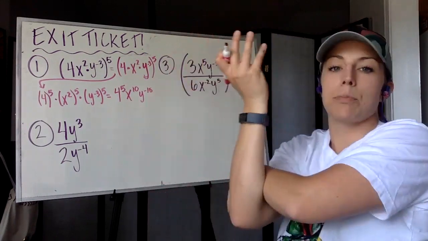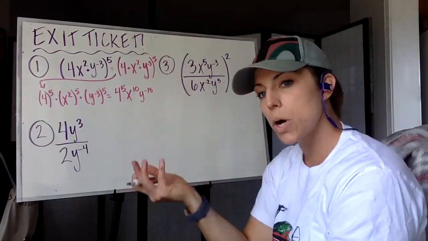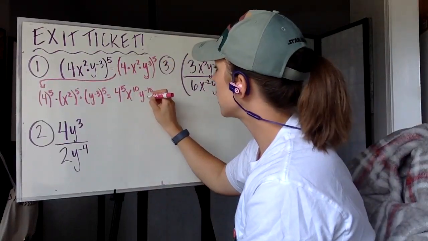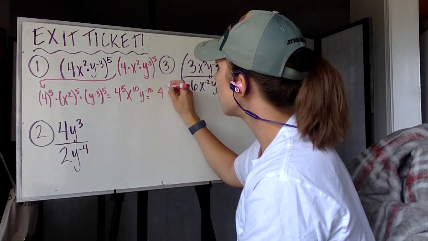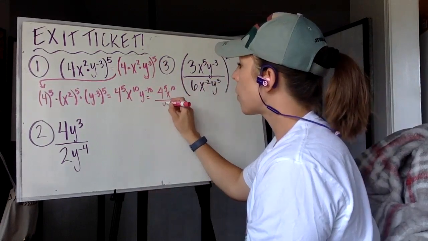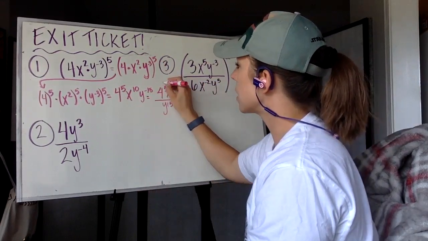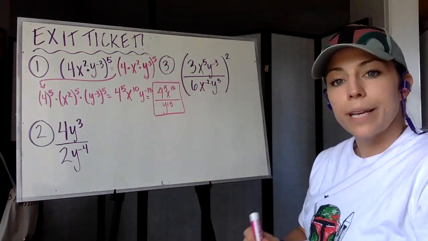Reciprocal, that was my reciprocal hand. Reciprocal of the base. Take it out of the numerator, put it in the denominator. So our final answer here would be 4 to the 5th and x to the 10th are still in the numerator. They're happy. Y to the 15th gets moved to the denominator. And there you go. Numero uno is complete.